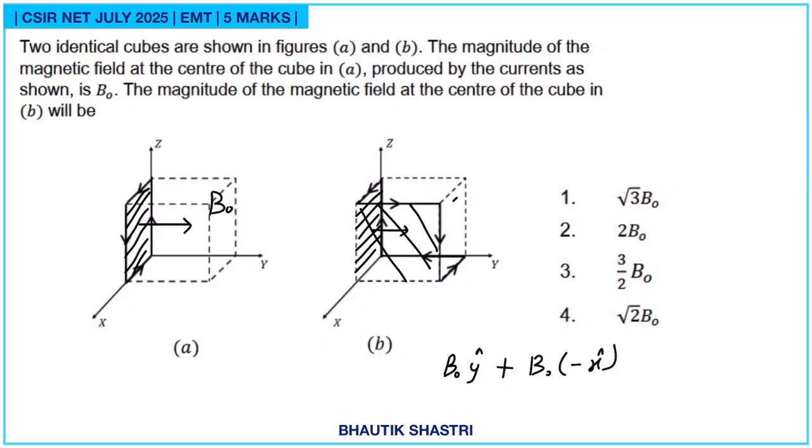Now we will consider the other side as well. So this side. So here it will be along z cap direction. So plus B naught z cap. So this will be the total magnetic field at the center of that cube. And if we consider magnitude of that field, then this will be equal to under root 3 B naught. So here option 1 is correct.